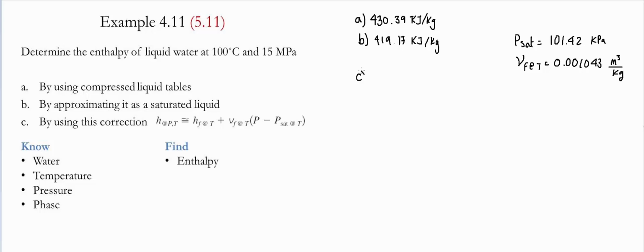Now please remember, this correction takes into account the difference between the saturated pressure and the actual pressure that takes place in the process. So this is going to be the enthalpy that takes into account the pressure and the temperature, and that is found by using the approximation from part B plus a correction, the specific volume at that temperature times the working pressure minus the saturated pressure at that given temperature. Okay, so these are the values we have.